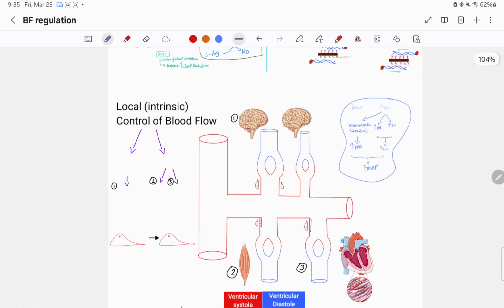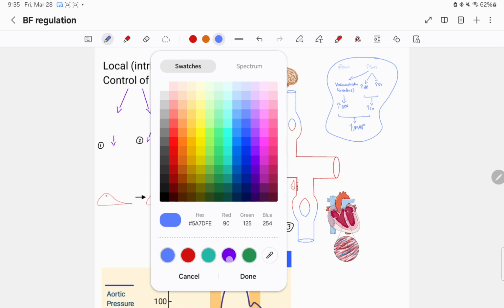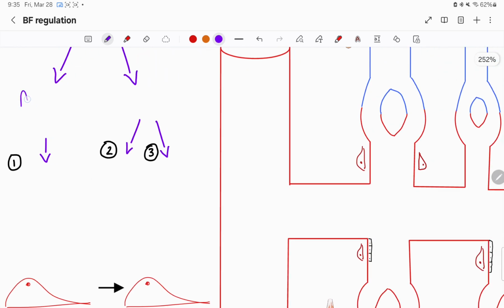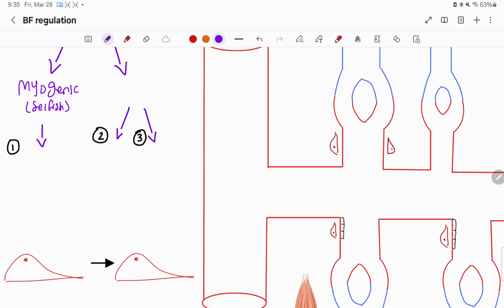Now, finally, let's talk about the local intrinsic control of blood flow. First things first, there are multiple mechanisms where we can locally control blood flow. One of which is called the myogenic response. Myo meaning muscle, right? And then genic meaning stemming from or arising from. So this response is arising from the muscle. It's myogenic. What kind of muscle? Smooth muscle. Now, we tend to call this a selfish response, and you'll see what I mean by this. This is a selfish response.